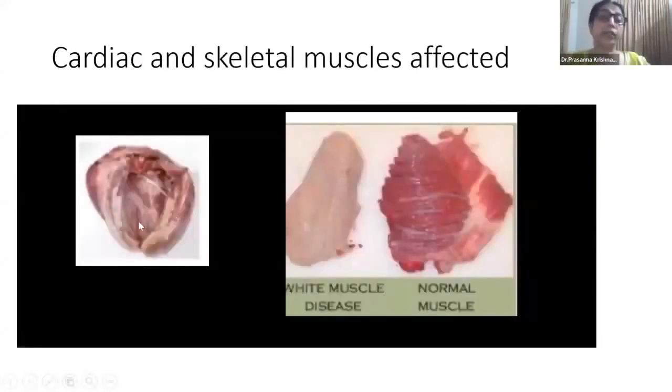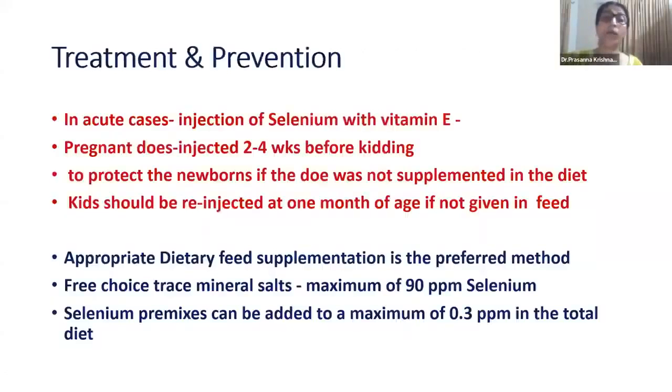Just to show you the muscle degeneration, muscle necrosis. This is a cardiac muscle necrosis. You can see the pale white areas in the myocardium, and this is how a white muscle in an affected animal looks, compared to the normal muscle. The muscle becomes necrosed, and then the color will become white. That is white muscle disease.